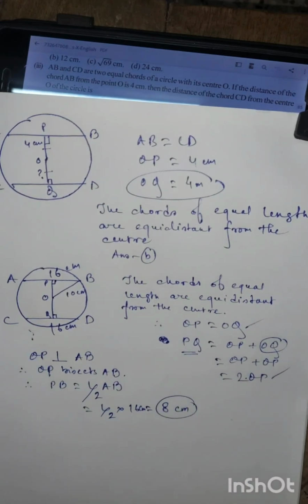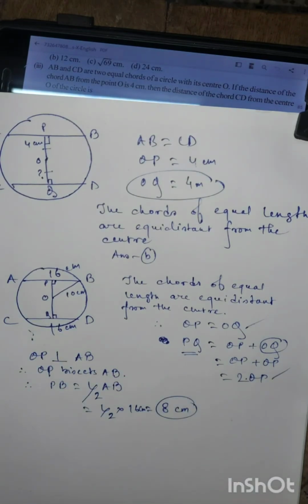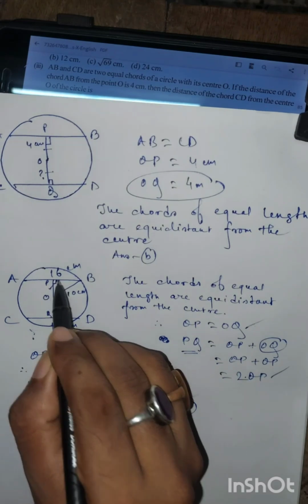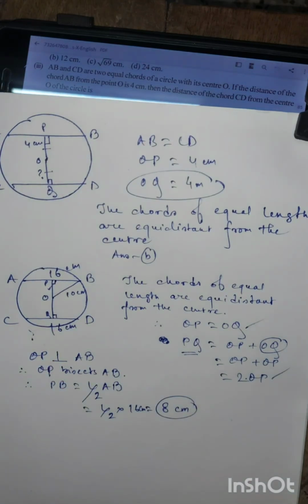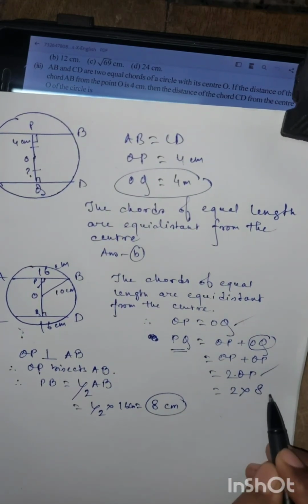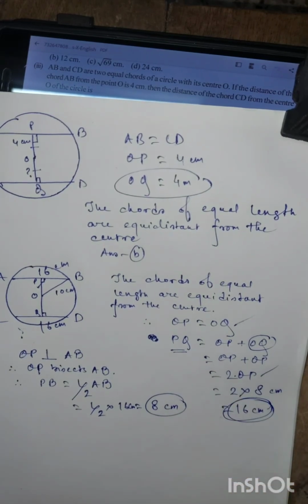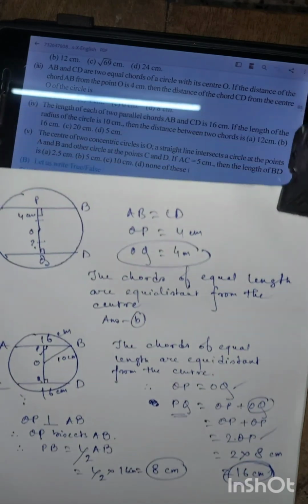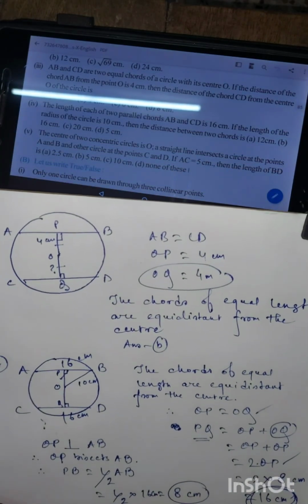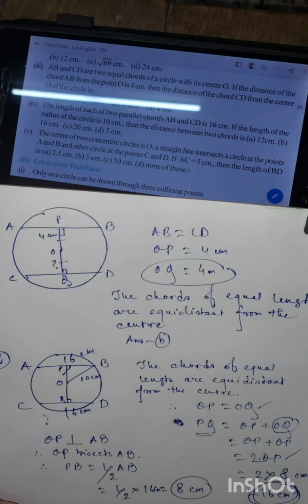So OP is 8 centimeter. So if this is 8 centimeter, then PQ will be twice of OP. That means 2 into 8 centimeter. That means 16 centimeter. So this is our answer. So the answer is option B, 16 centimeter.